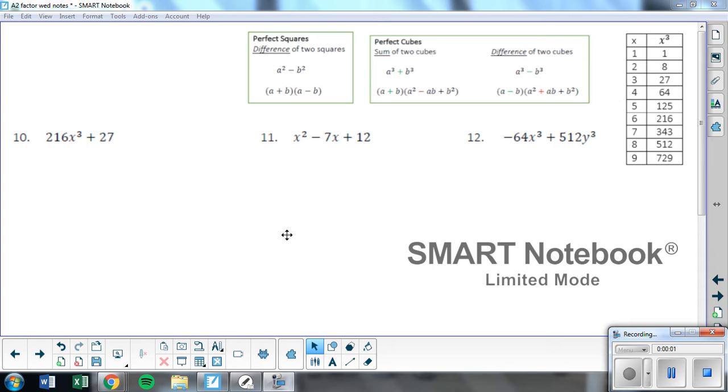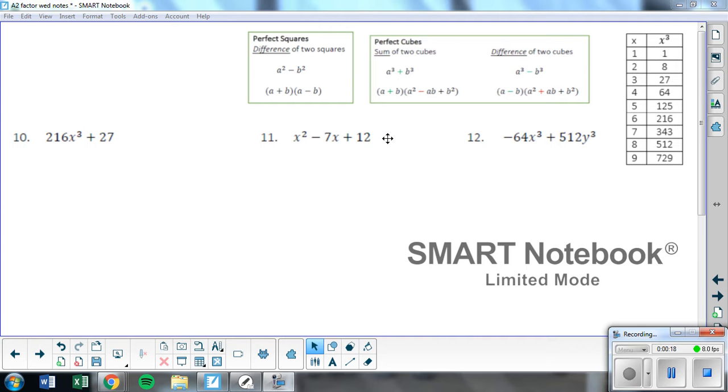All right, so we are on number 11. So let's look for a GCF. They don't have any greatest common factor, any factors in common. We do have a perfect square here, x squared, but 7 is not a perfect square, 12 is not. It really doesn't fit either of these patterns.